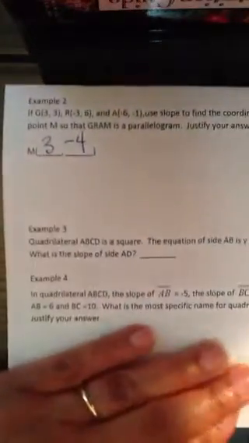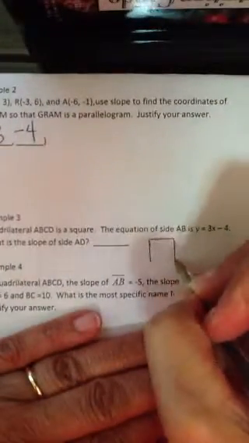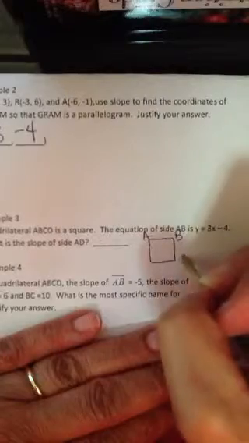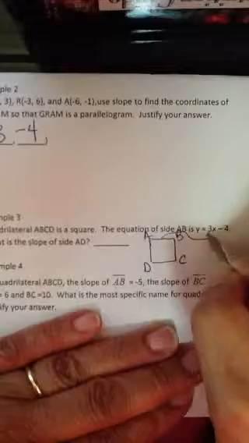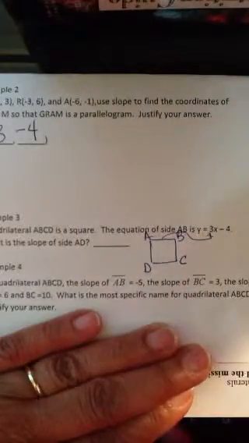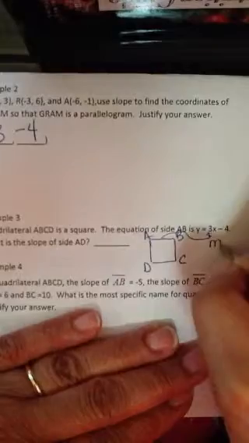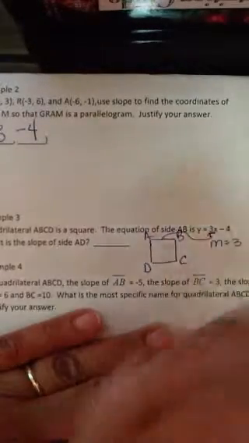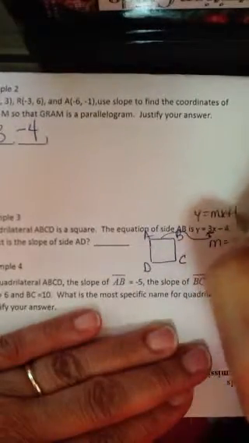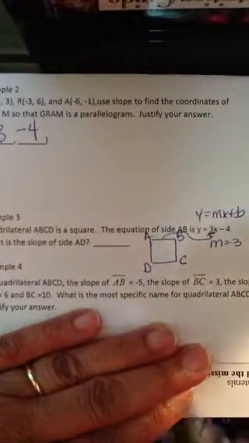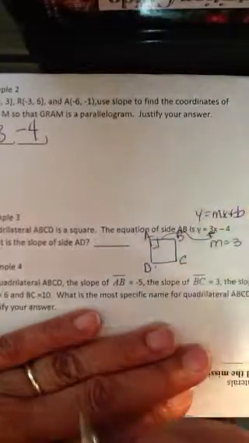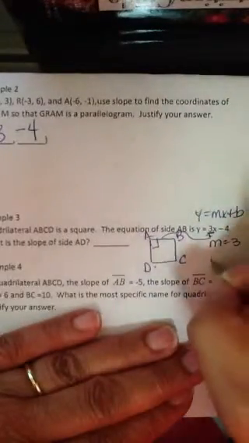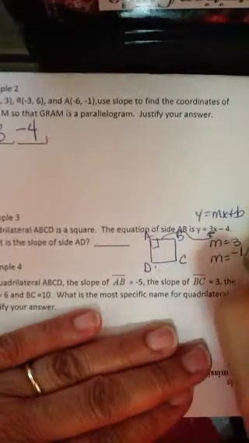Okay, here I have a quadrilateral that I'm told is a square. And it's A, B, C, D. It says AB, the equation for the line is y equals 3x minus 4. So the slope of that we know is 3, right? The slope in y equals mx plus b always is right in front of the x. So the slope of AD has to be perpendicular to that because it's a square. So we know the slope of that will be -1/3.